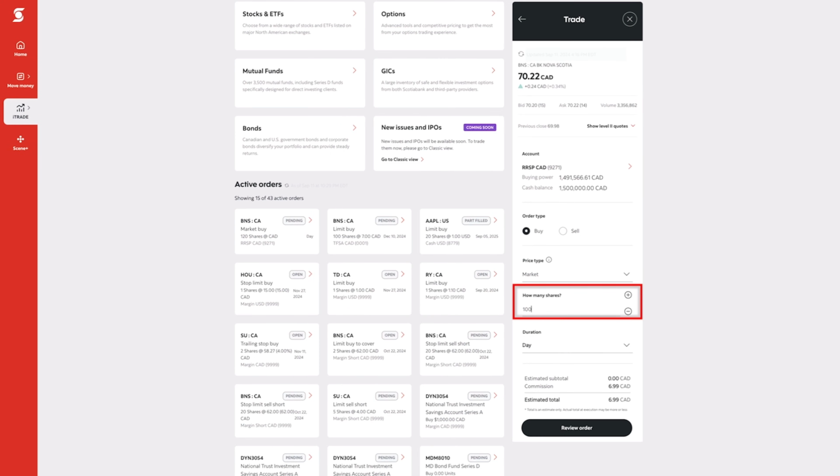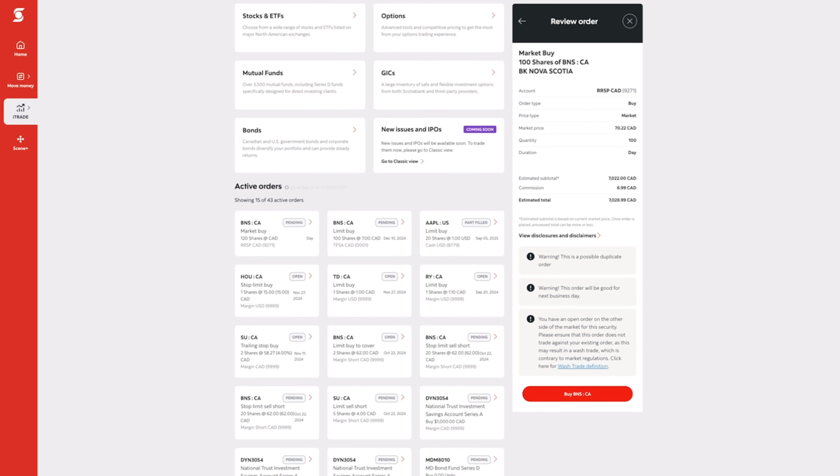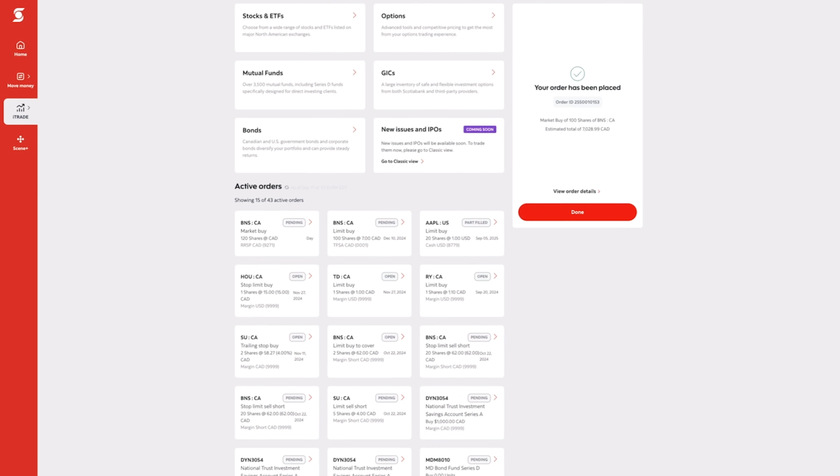Enter the number of shares you would like to buy. Review the details. Then click the Buy button to place your order. Your order is placed instantly at the best available price.